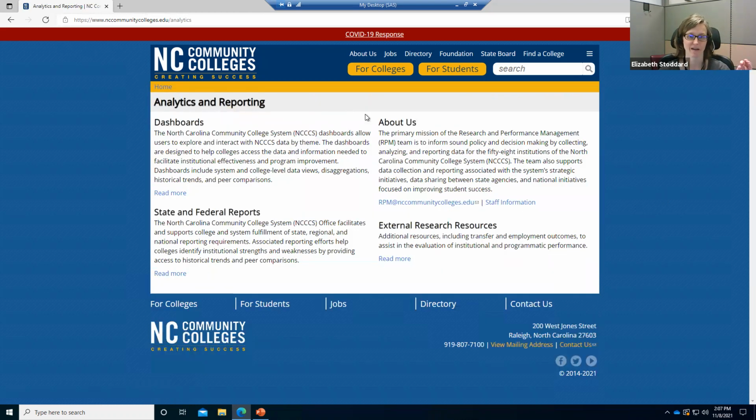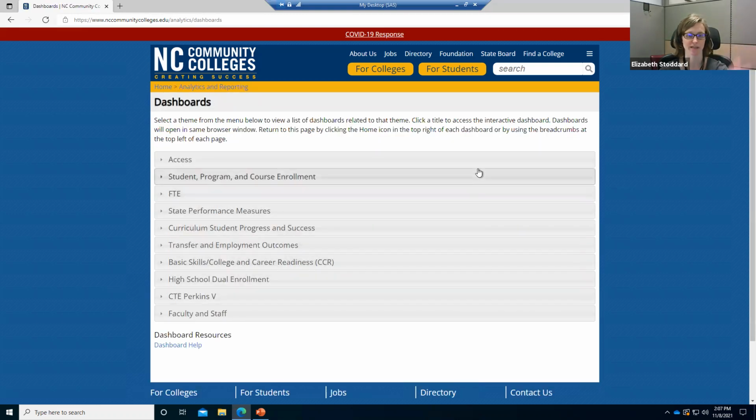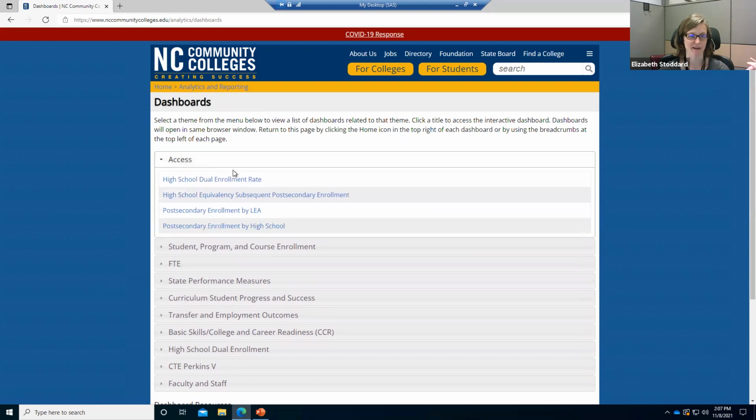And this is our Research and Performance Management, RPM, homepage. This top left section is kind of the dashboard section. If you click on Read More here, you will get to our dashboard homepage. Our dashboards are organized here by theme, and clicking any of these headings will bring up a set of dashboards underneath. So these are our dashboards related to access.